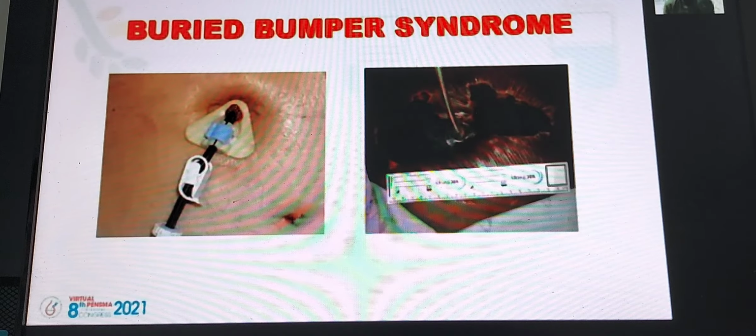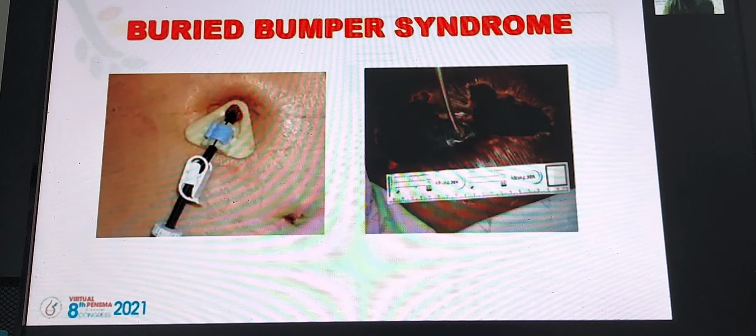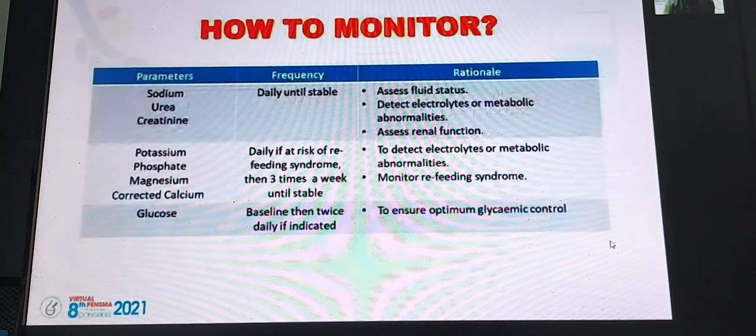So these are examples of complications caused by the PEG tube. As you can see here, there is a buried bumper syndrome. This is considered a mild complication of buried bumper syndrome. The next picture shows a severe form of buried bumper syndrome, in which it causes skin necrosis, okay? It probably causes necrotising fasciitis, and sometimes it can be very fatal to the patient as well.